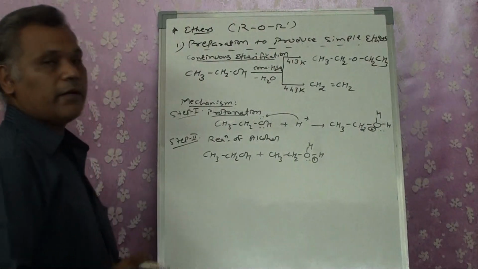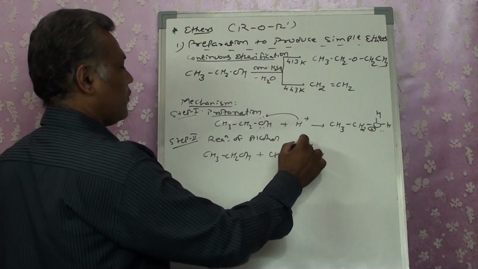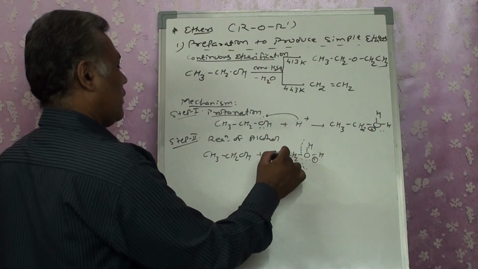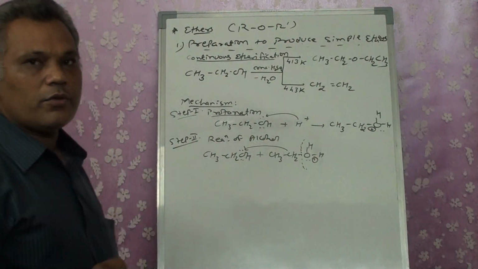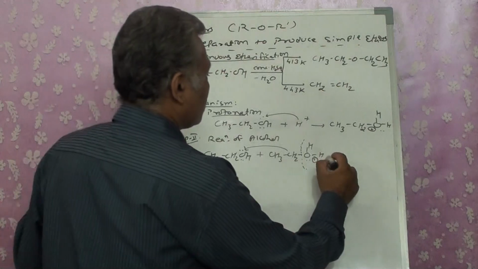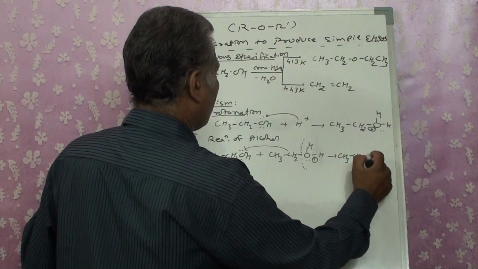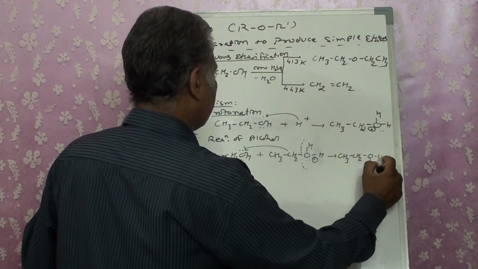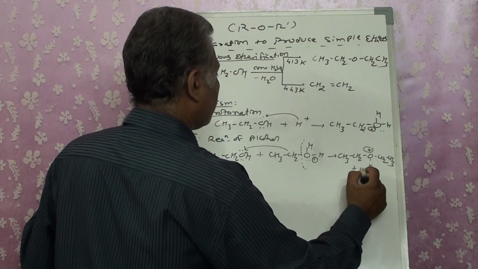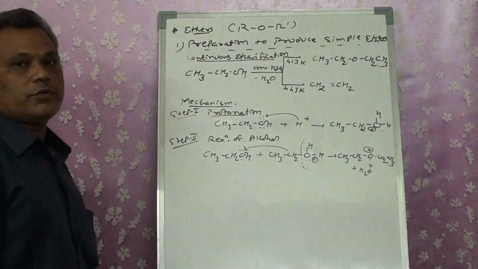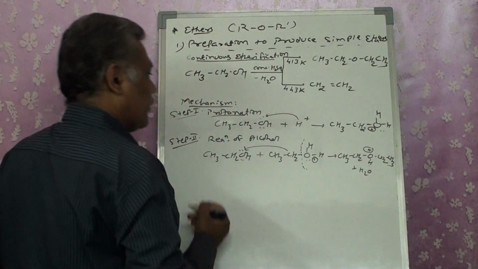At that time, what will happen? The water component is going to dissociate itself from it, and this carbon will be attacked by the lone pair of the oxygen. So you are going to get CH3CH2OHCH2CH3, and this oxygen will become positively charged because water is given out. This is your H on this oxygen.